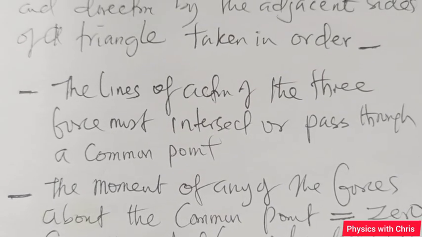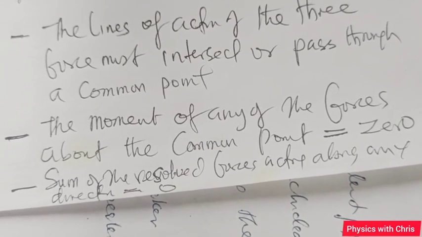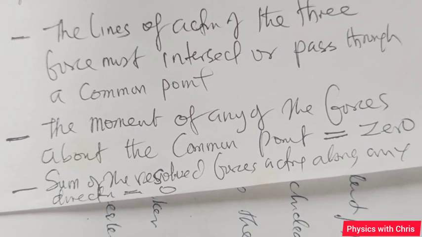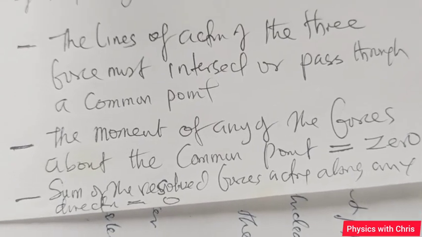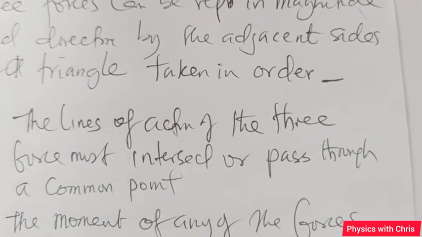If it is not so, then the system is not in equilibrium. Okay, so number one, we say the lines of action of the forces must meet at a point, must intersect. Number two, the moment of any of the forces about the common point also must be zero. That is, the moments of the first, second, and third force about the common point where they intersect must be zero. And then the sum of the resolved forces acting along any one direction must be equal to zero. Again, let's see, we have this system of forces acting on the body such that the body is in a state of equilibrium, okay?